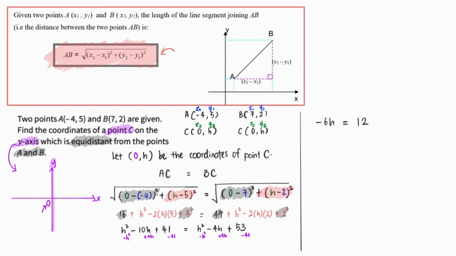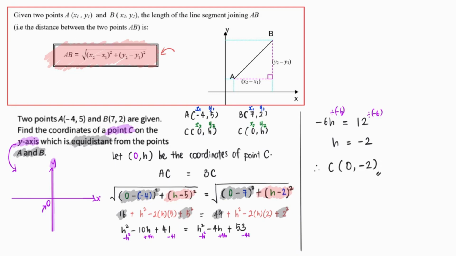So I'm going to divide by negative 6 on both sides, so that I will be able to get the value of my h, and that will be negative 2. Therefore, we have successfully found the coordinates of C: 0, negative 2.